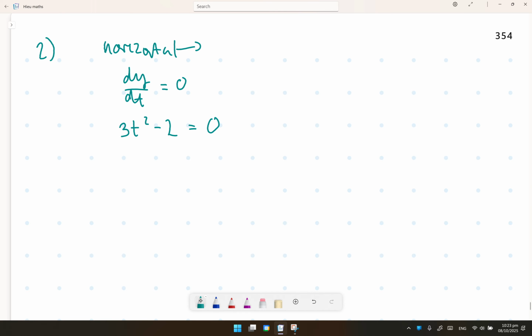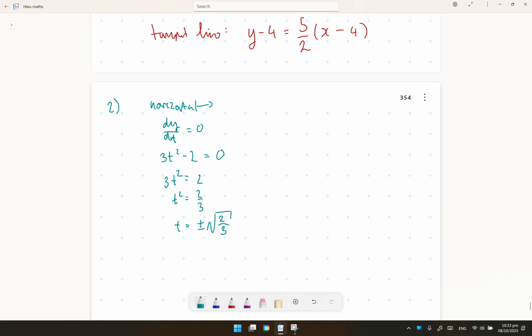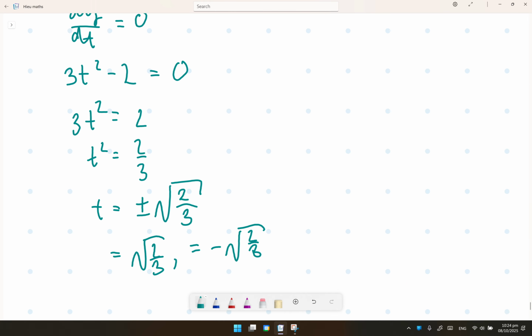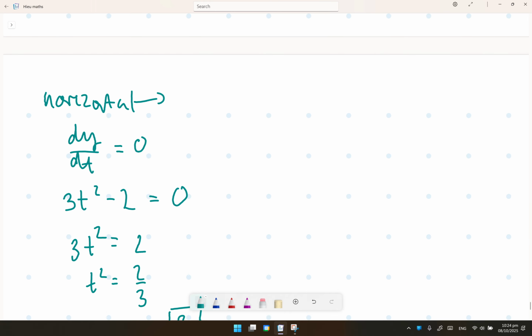Okay, so now let's solve this. So 3t squared is equal to 2, and t squared is equal to 2 over 3, and t is going to be the positive and minus square root of 2 over 3. There we go. So now that we have the t values, which is equal to root 2 over 3, and also equal to negative root 2 over 3, now that we have both t solutions, we need to find the xy coordinates.